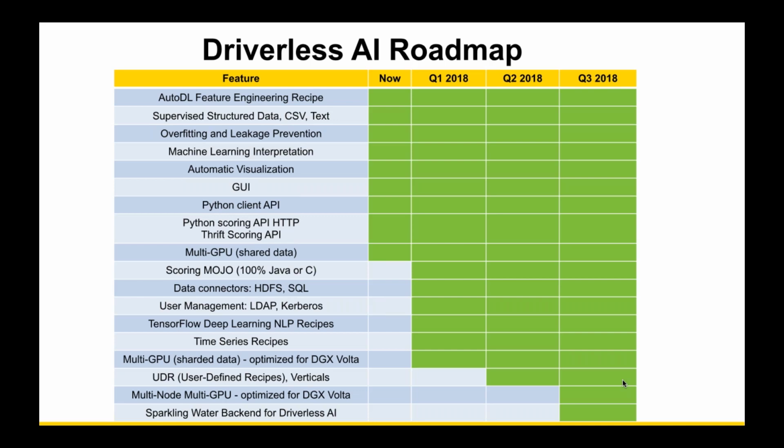And even further out, we'll have a Sparkling Water backend. And that is going to be amazing because then you'll be able to retrain the smart feature engineering pipeline on really big data on a Spark H2O Sparkling Water combination.